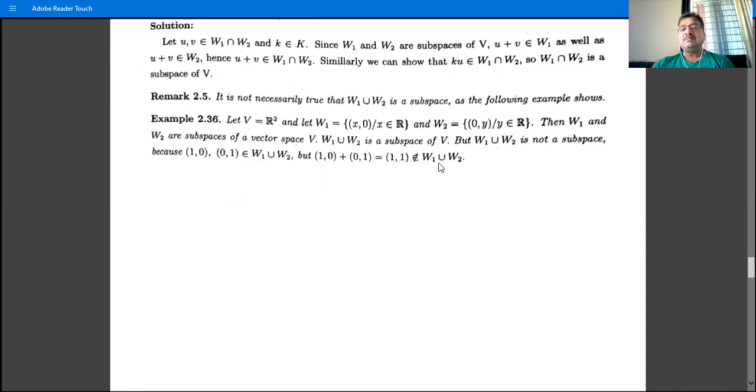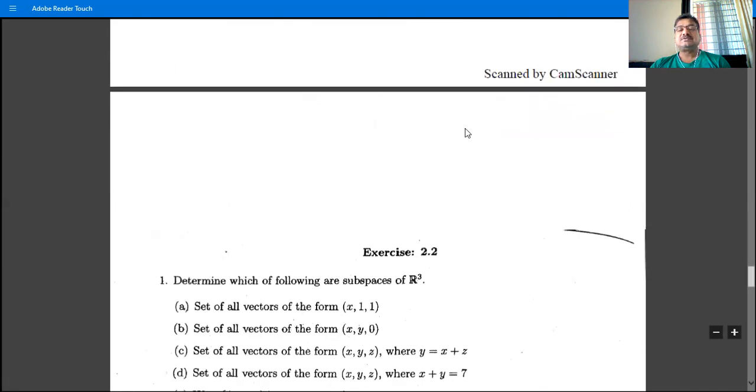So when the element (1,1) belongs to W1 union W2, either (1,1) belongs to W1 or W2, but (1,1) does not belong to W1, does not belong to W2, and therefore (1,1) does not belong to W1 union W2. Therefore W1 union W2 is not closed for addition, and so it is not a subspace of V. W1 and W2 both are subspaces of V, but their union is not a subspace of V. So this counterexample shows that if W1 and W2 are subspaces of V, then their union is not necessarily a subspace of that vector space V.